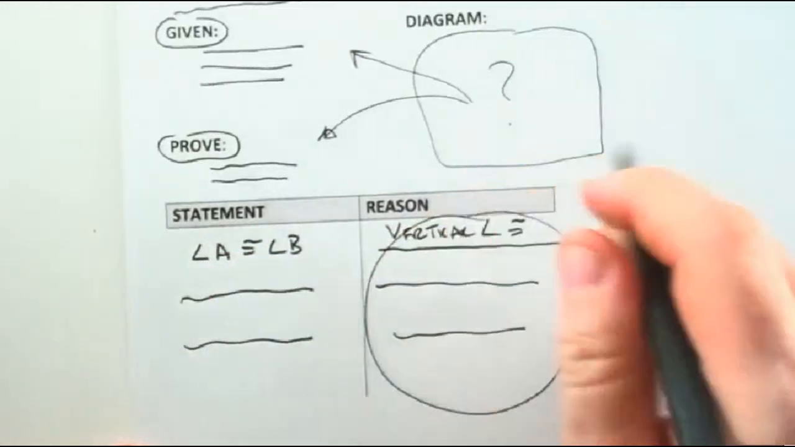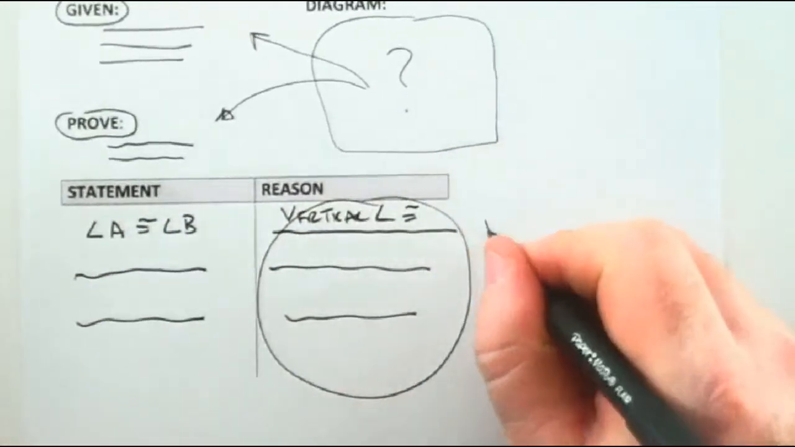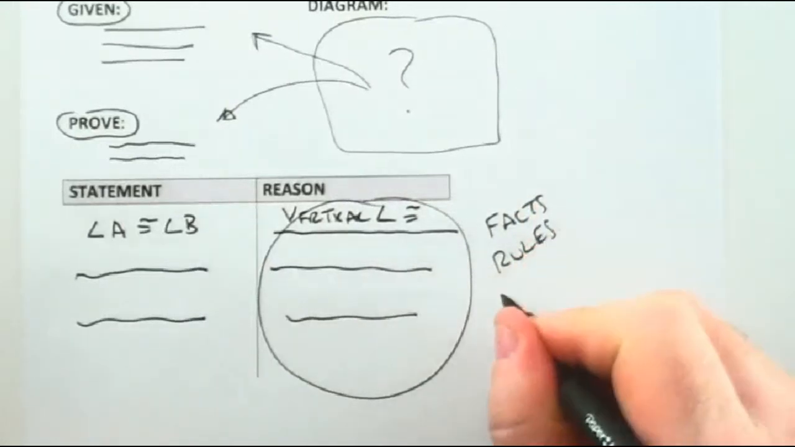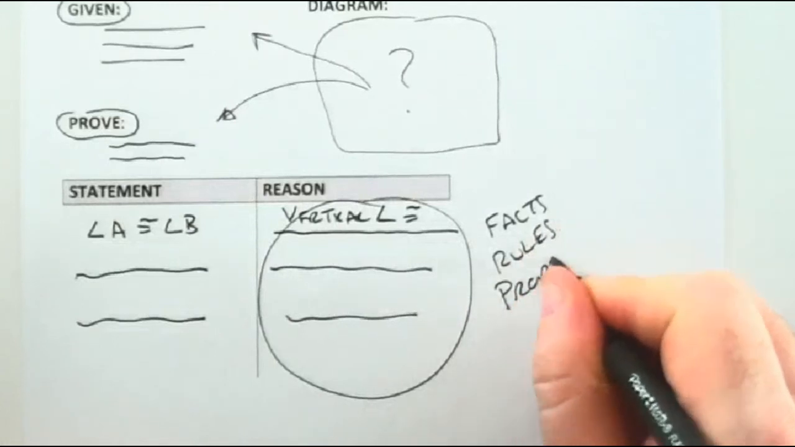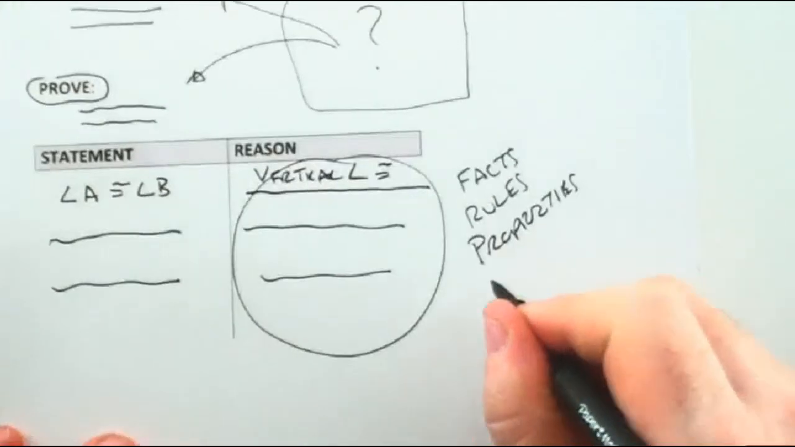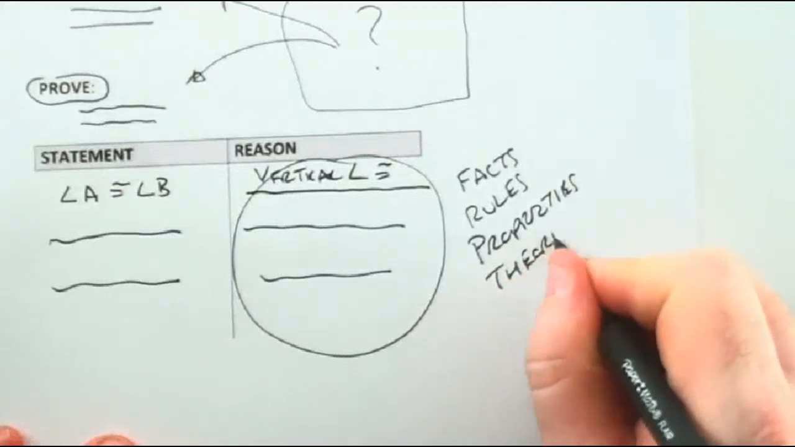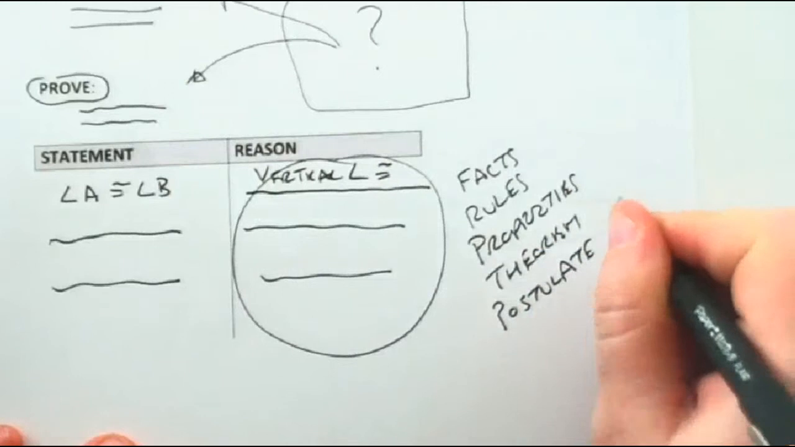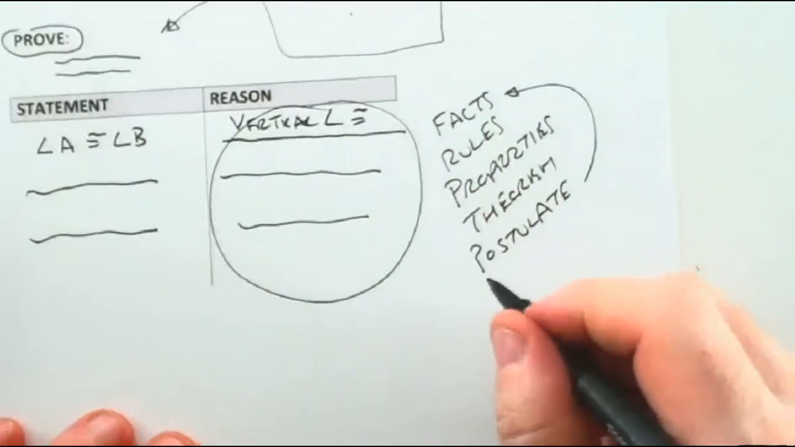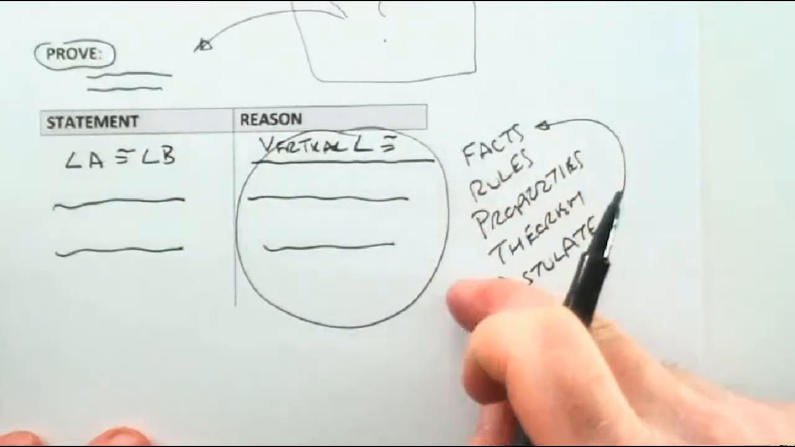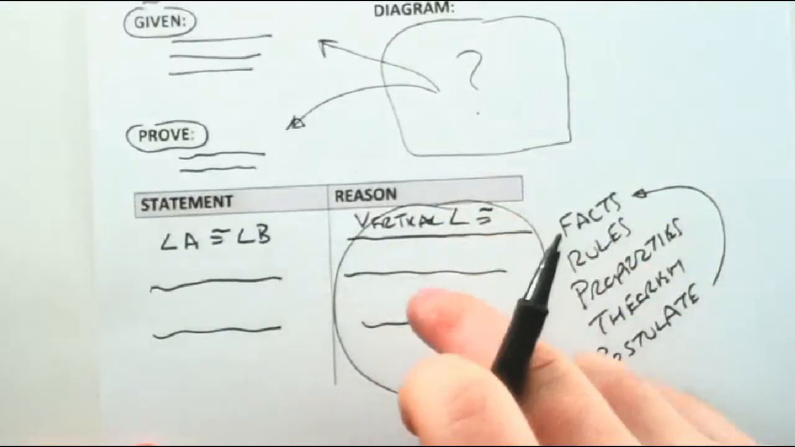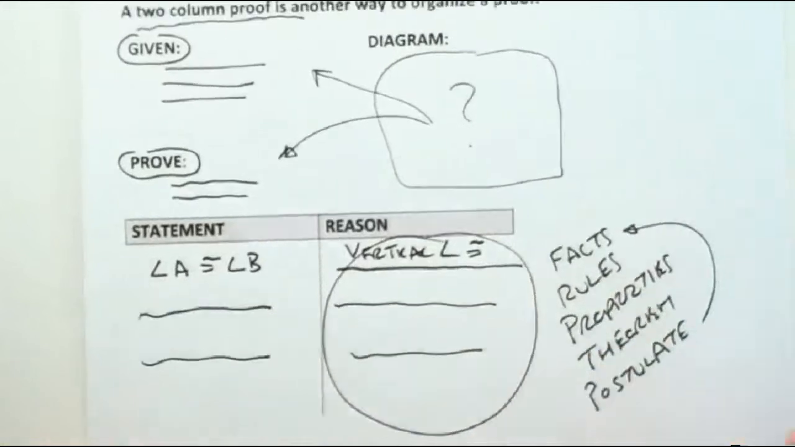Now over on this side, the things that you're going to state will be things like facts. They will be things like rules, properties. You will use proven theorems. You will use postulates, which is a tricky word for basically just facts, things that you're given. You'll use the rules of mathematics and things that are already established to help you make reasons for knowing things. Let's show you how it works.